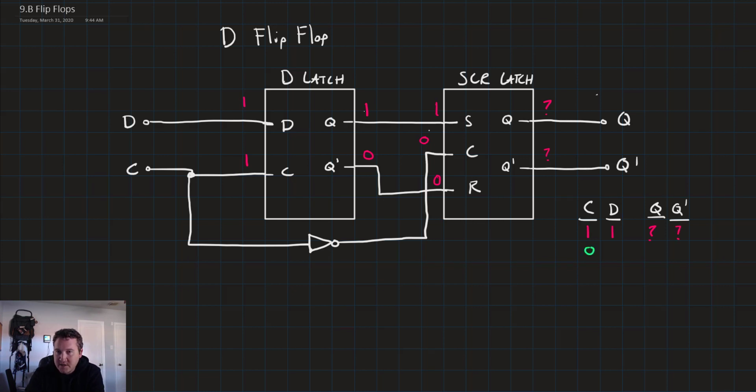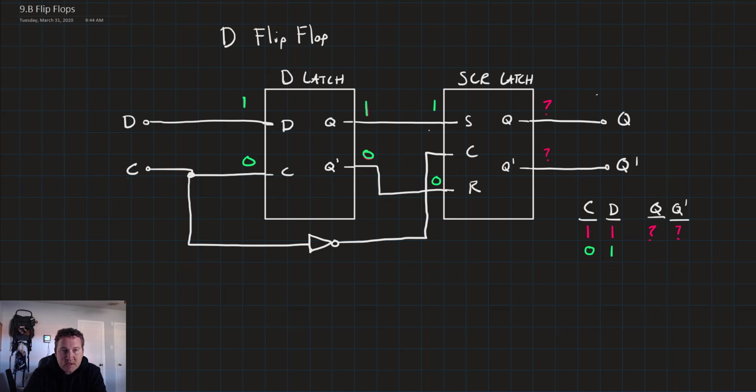So let's push things forward. Let's now go to 0, 1. So a 0 on C and a 1 still on D. We'll erase some things to clean it up a little bit. So we still have a 1 on D and we have a 0 on C. That means that the D latch is now in its no change condition, which means that the 1 and 0 will stay on the outputs of the D latch. So the SCR latch will still have a 1 and a 0 on its inputs.